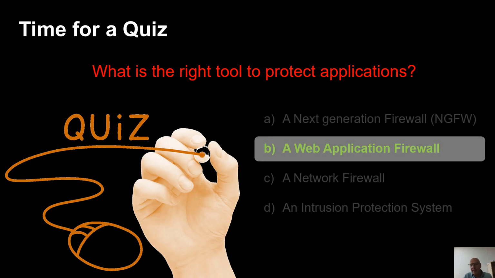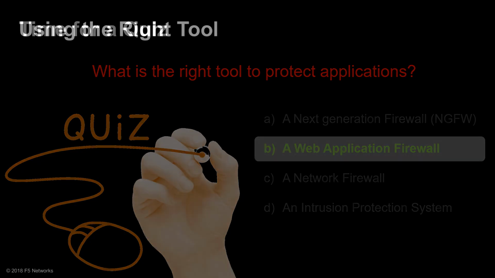And of course, the right answer is a web application firewall, because a web application firewall is designed to protect web-facing applications. A lot of people still confuse these different security products, especially next generation firewalls, as they think, hey, next generation firewalls are aware of applications. Aren't these the right tools then to protect applications? You might use the next slide.